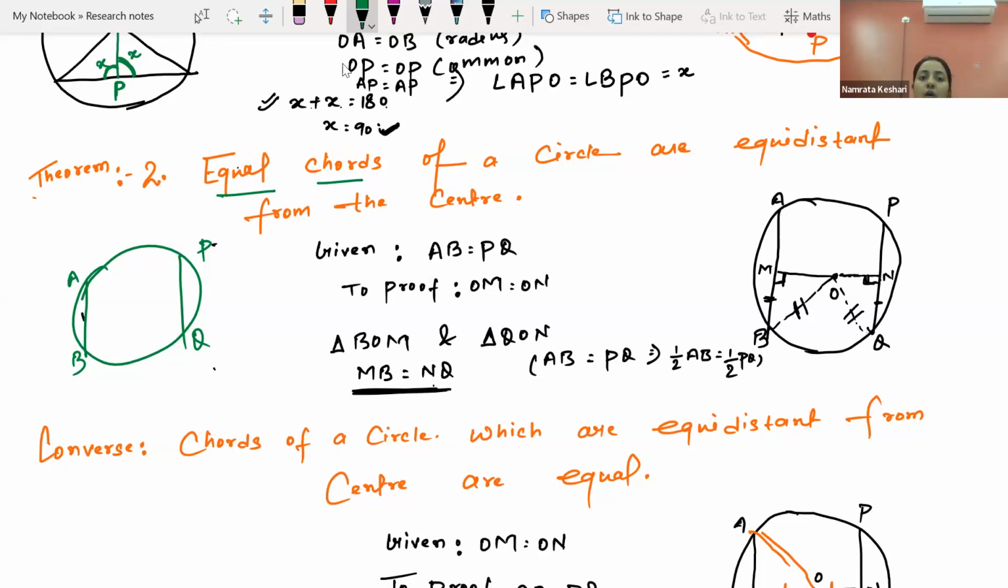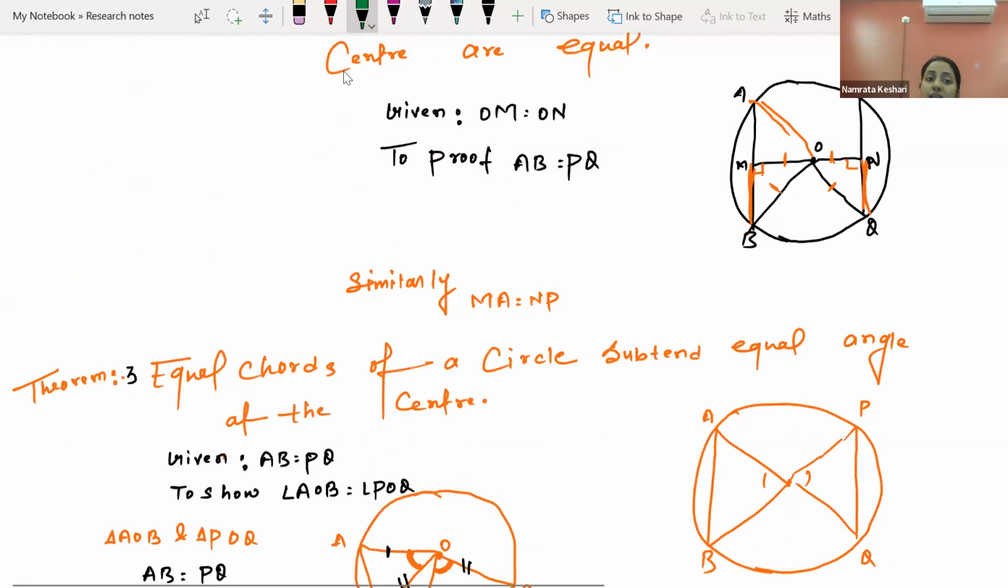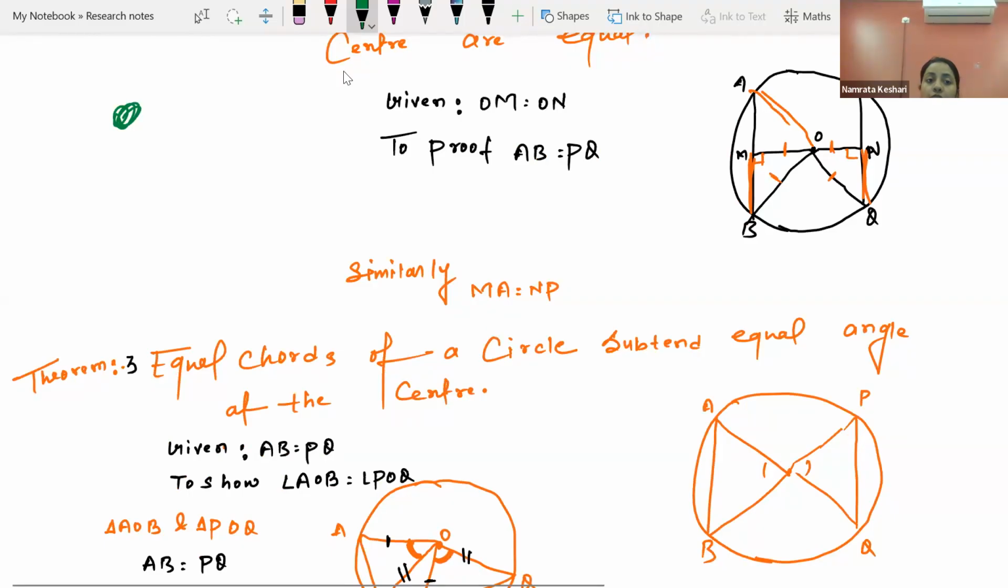Okay, so equal chords of a circle are equidistant from the center. We have to show that these two chords, which are equal in length, are maintaining equal distance from the center of the circle. Whenever we are talking about the distance of a point from a line, we are talking about the perpendicular distance. You all know that, right?